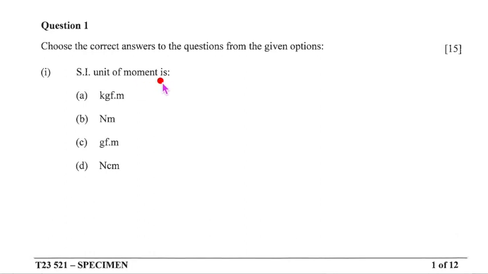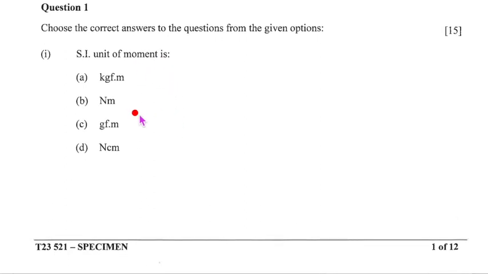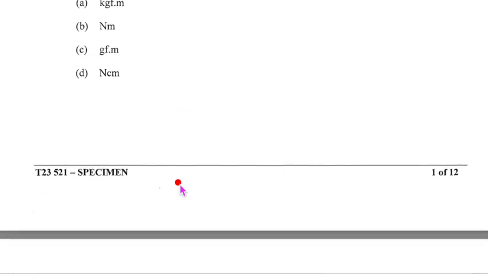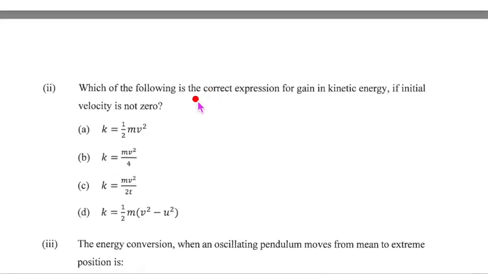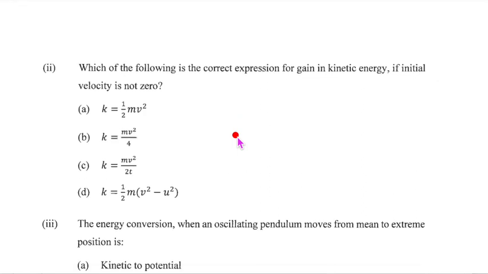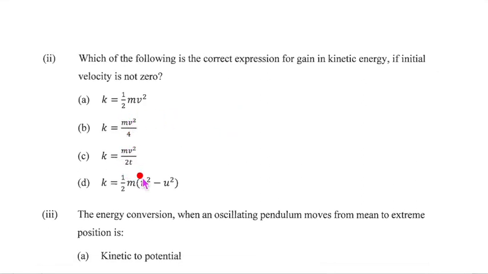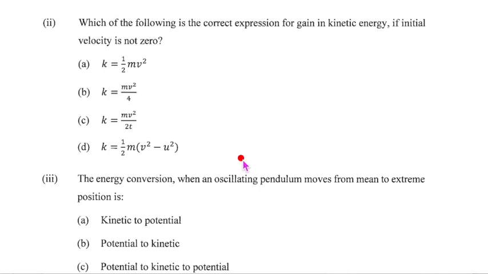SI unit of moment. Moment is force into perpendicular distance, so Newton meter, that's the SI unit. Which of the following is the correct expression for gain in kinetic energy if initial velocity is not zero? So we know that K is equal to half mv square. So none of these is correct. This is the work energy theorem. This is the correct option.